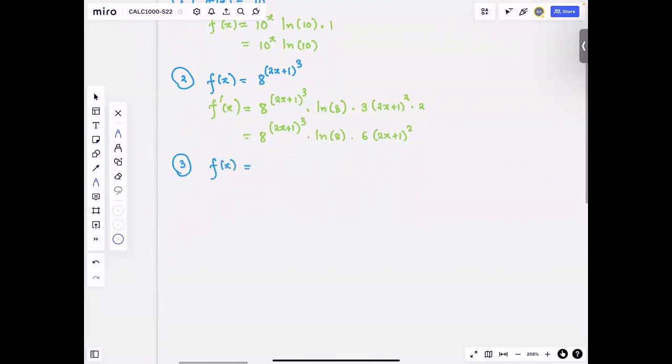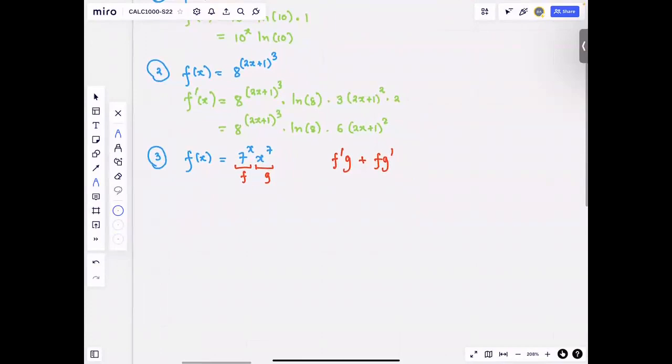So f of x is equal to something like that. 7 to the power of x times x to the power of 7. So a few things to note here. First, there is actually two things multiplied. First function is f, second is g. And because we're talking about two things multiplied, we're going to have to use a product rule. So I've written it down there. Let's walk through the product rule here.